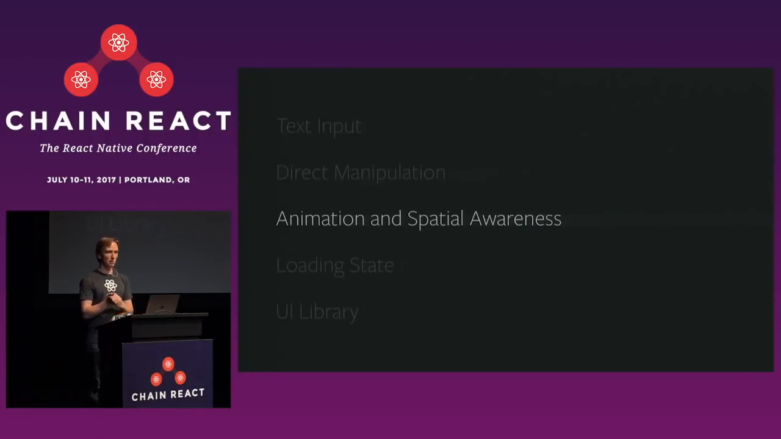Coming up next, animation and spatial awareness. As human beings, we evolved in a 3-dimensional space. And we have this feeling of things around us. So for example, I don't see the screen behind me, but I still know it's there.